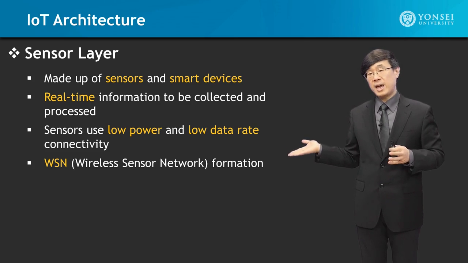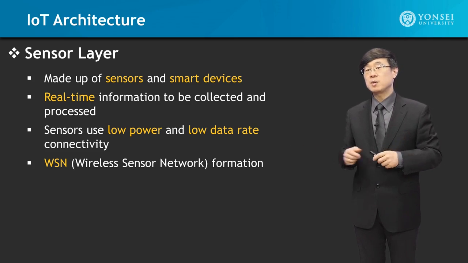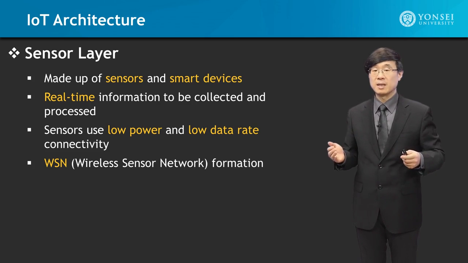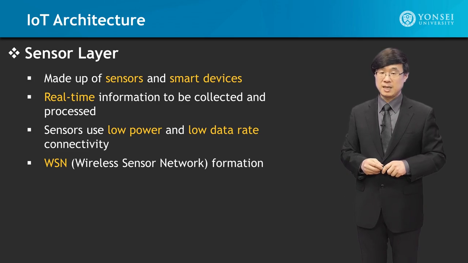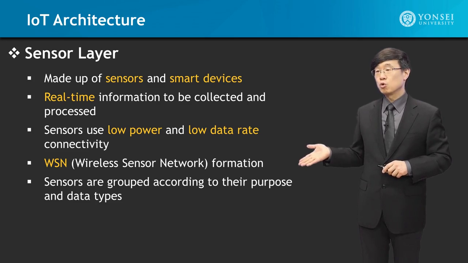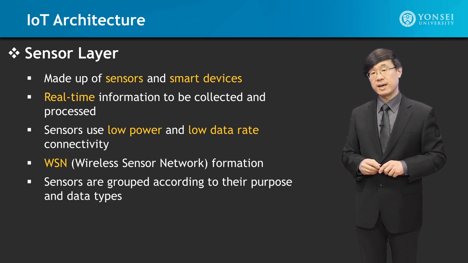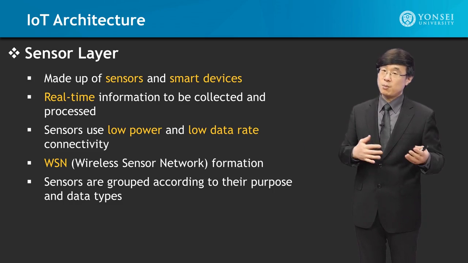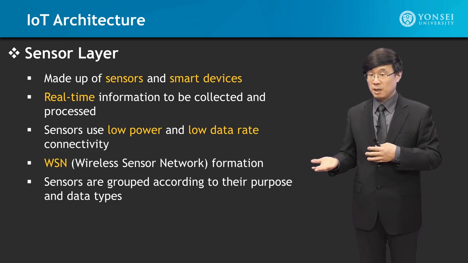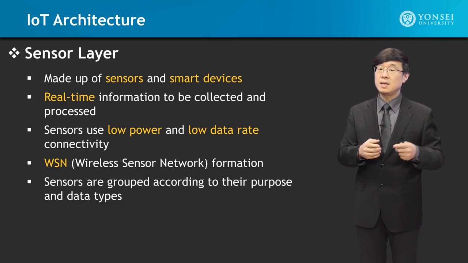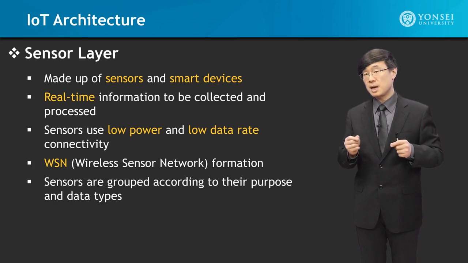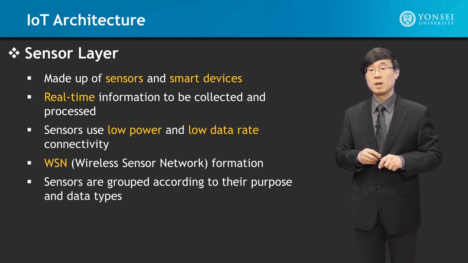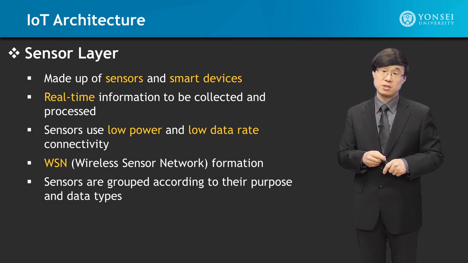What form is used is all based upon the application and the domain, the environment that the sensing needs to protect, collect, and manage. Sensors are grouped according to their purpose and data types. In other words, when you're talking about heat, temperature, humidity, or other things, these types of sensors may be connected to, of course, the fire alarm system, detecting smoke and other things together.